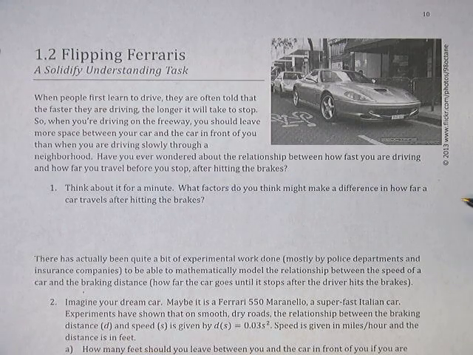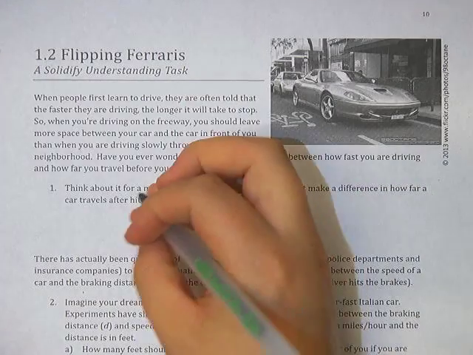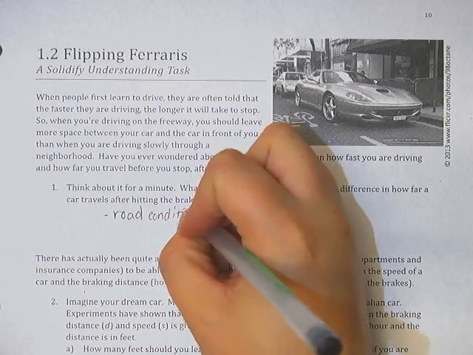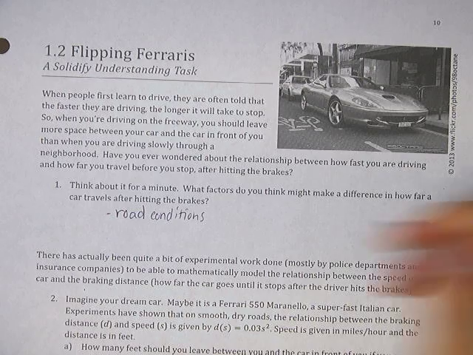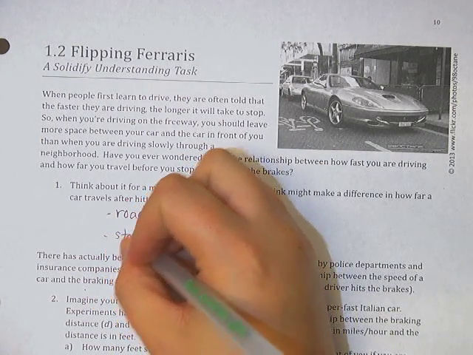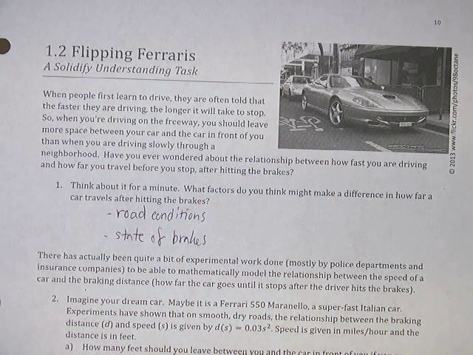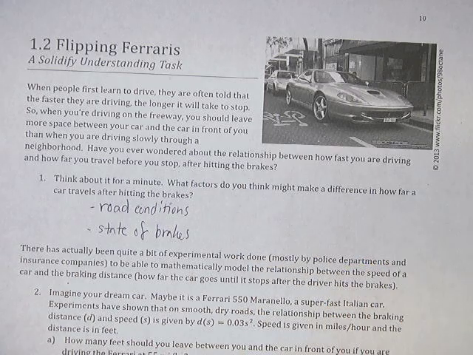So this is looking at the relationship between how fast you're driving and how far you travel before you stop after hitting the brakes. First thing that you'll want to think about is what kinds of factors might make a difference in how far the car travels after hitting the brakes. A popular answer here is road conditions. It will take longer to stop if the road is wet or icy than if it is sunny. Another thing is the state of your brakes. Make sure that you are getting your car checked every now and then. It will help you and your car stay healthy. You can think of a lot more than this, but these are my two most popular answers when I do this task in class.